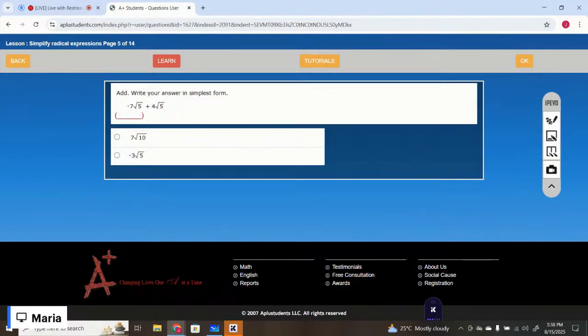Negative 7 square root 5 plus 4 square root 5. So which is the correct option? That would be negative 3 square root 5. Option number 2 is the correct option.